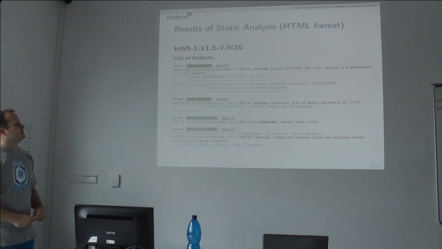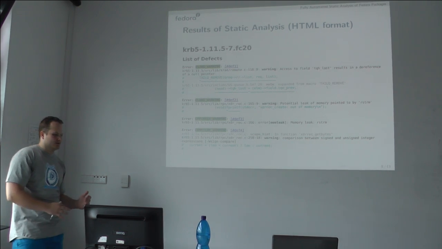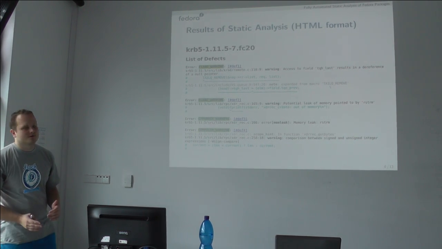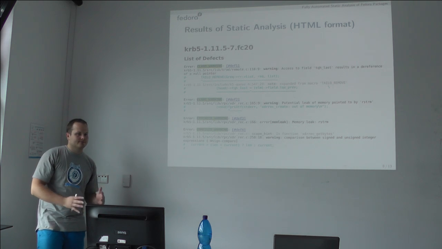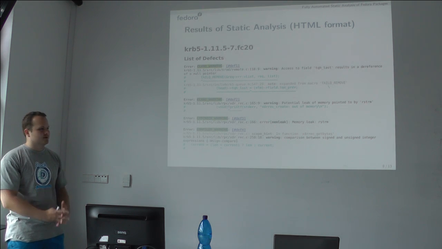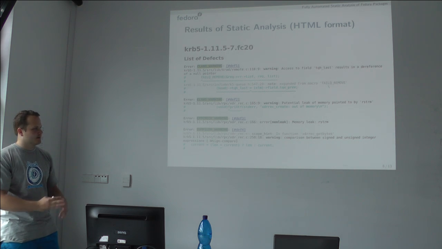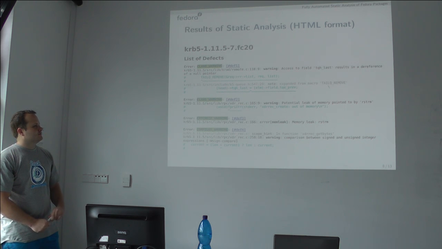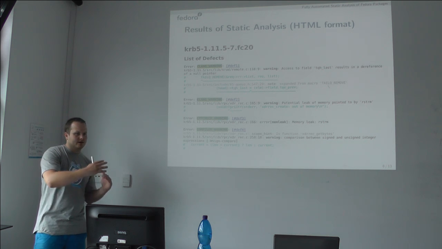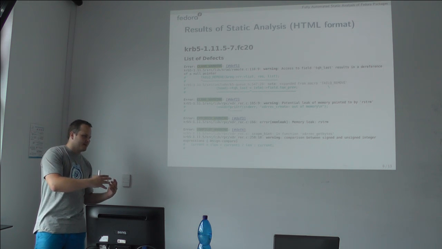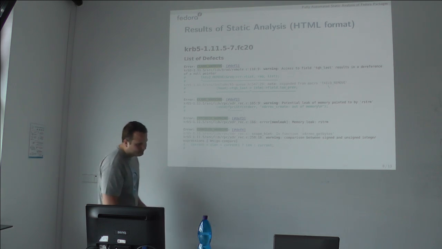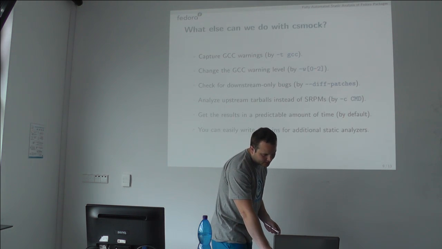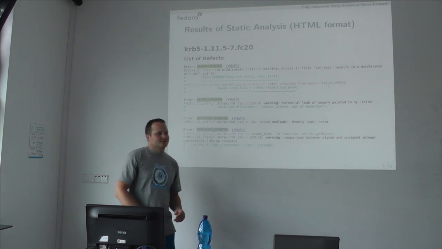So that's the format we use. We have some tools for processing this format. We can compute differences, we can filter defects by various criteria, by checkers, paths, and so on. So once we get this for the package, the results are really easy to work with using this. Do you have any questions?